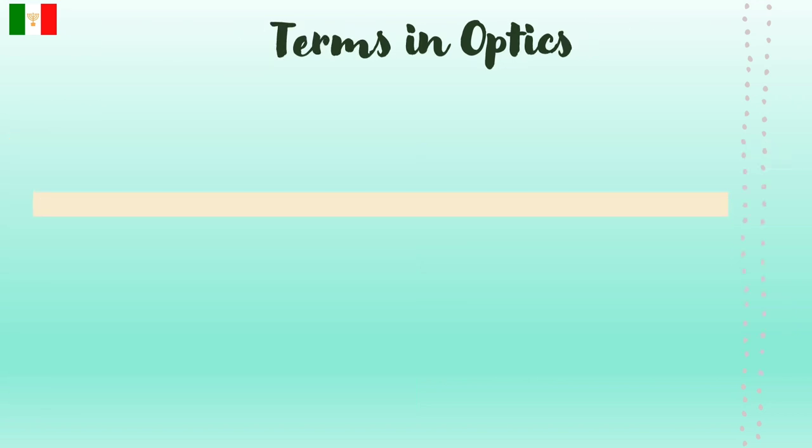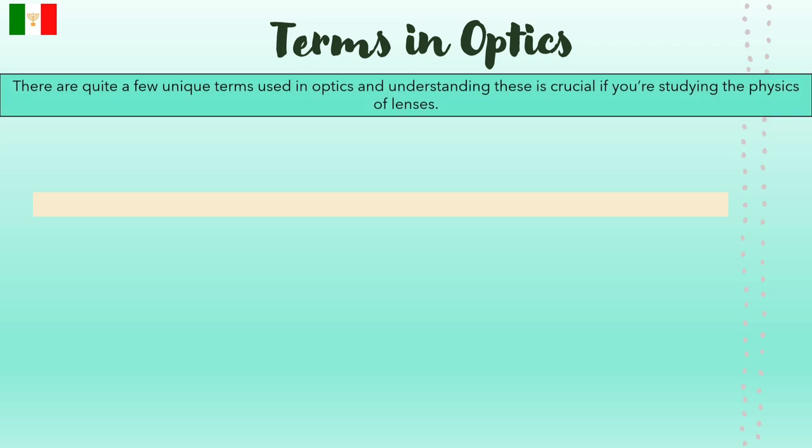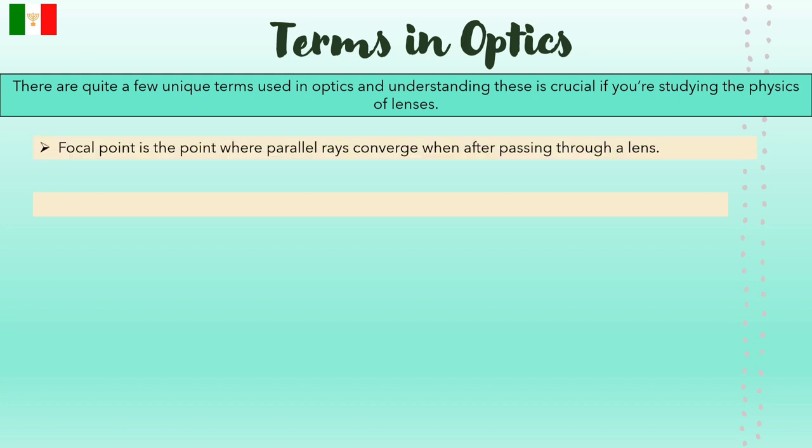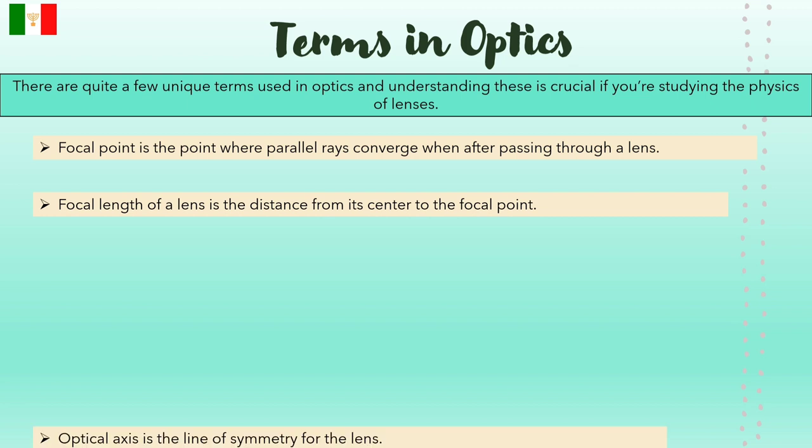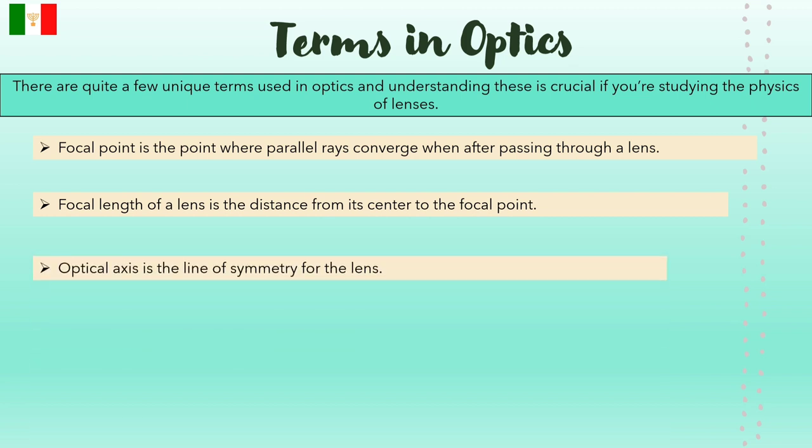Terms in optics. There are quite a few unique terms used in optics, and understanding this is crucial if you are studying the physics of lenses. First, focal point is the point where parallel rays converge after passing through a lens. Second, focal length of a lens is the distance from its center to the focal point. Third, optical axis is the line of symmetry for the lens.